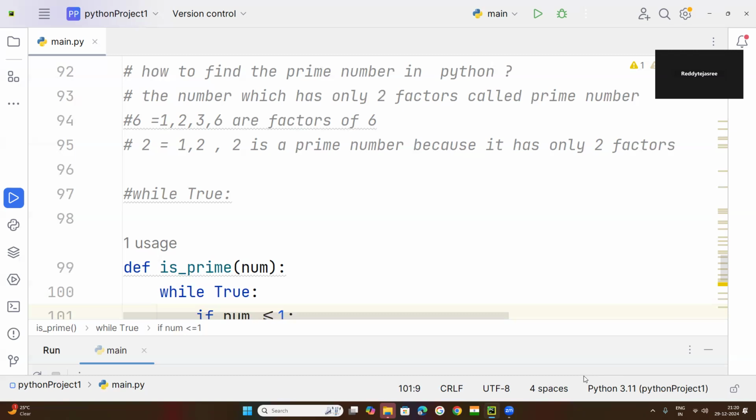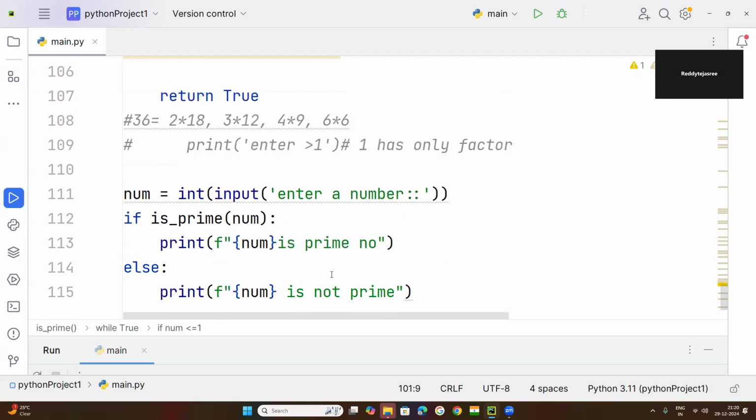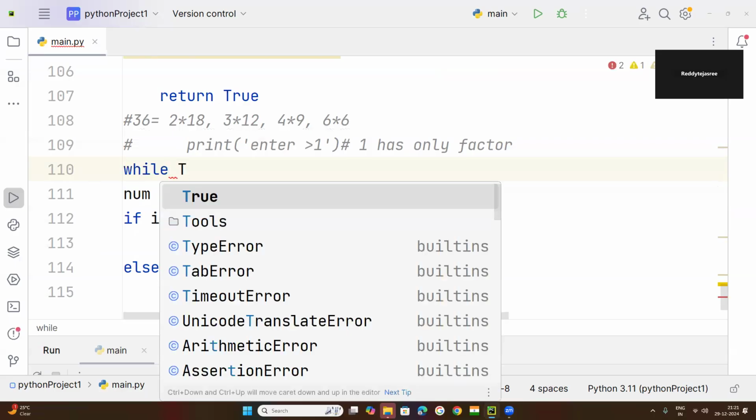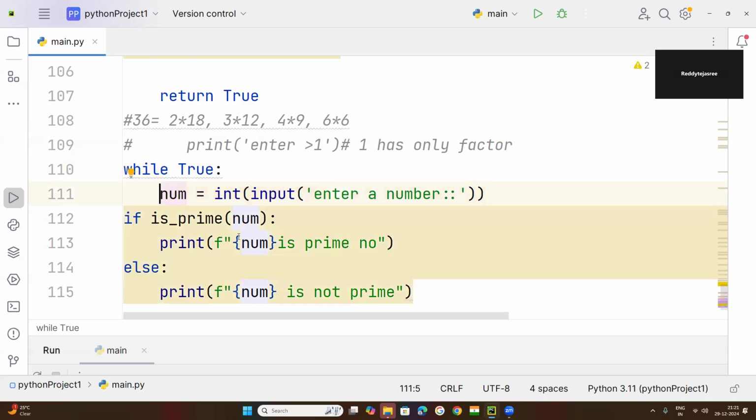So here we can use the while loop. I think if I use the while loop here, let us see, while true. Okay, now give the indentation to this one. Now let us see what happened.